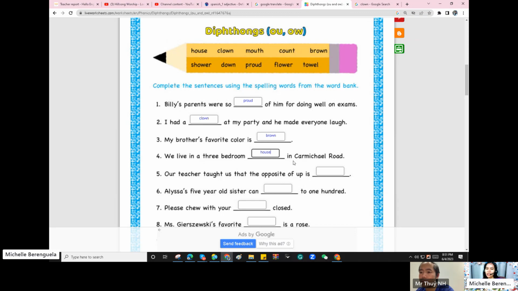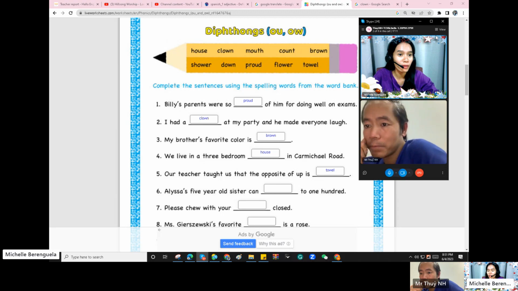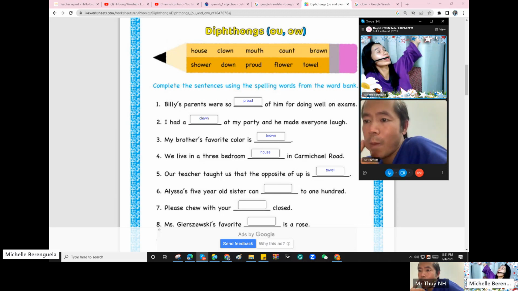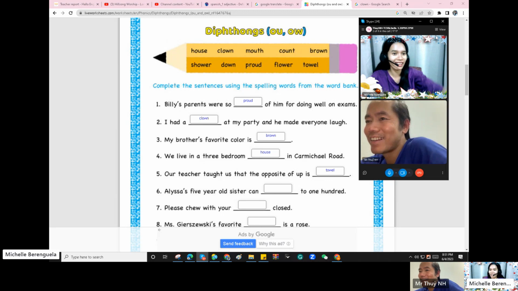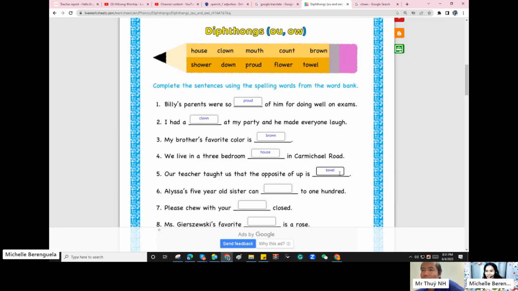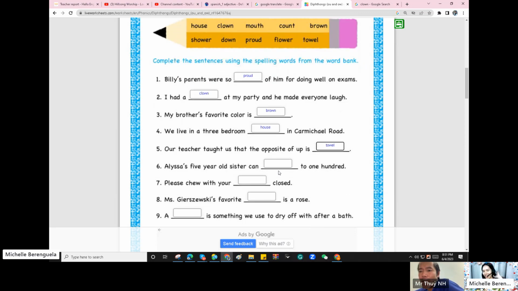Our teacher taught us that the opposite of up is towel. Okay, towel. Oh, mystery up. Okay, that is up, right? What is the opposite of up? Is it towel? I'm not so sure. Okay, you're not sure. Okay, let's check later, okay?